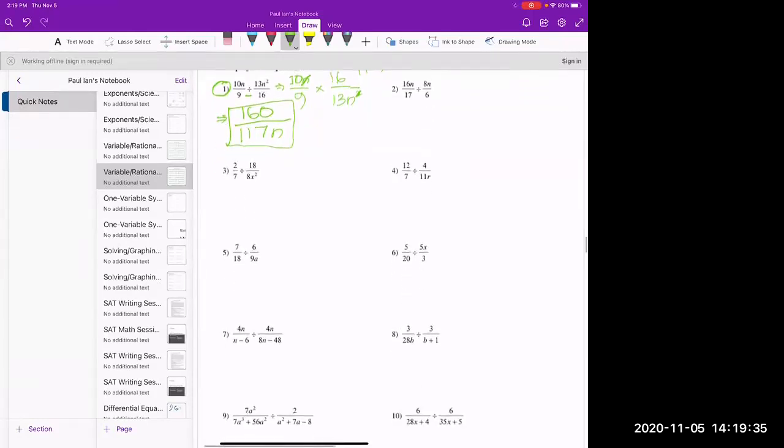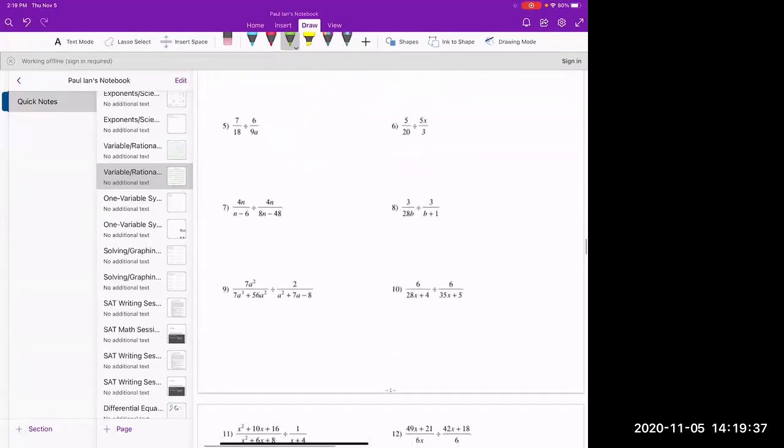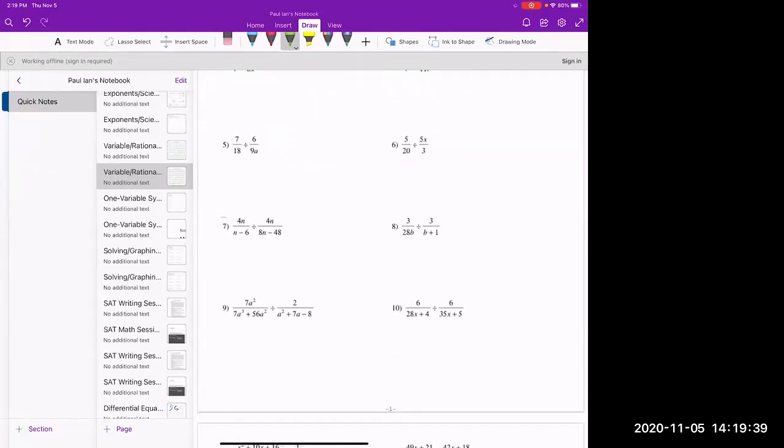All right, let's do something more difficult. This is too easy. Let's go to 7. So same thing, right? Yeah. So this one would be, so you have 4n over n minus 6. And then what do you do?